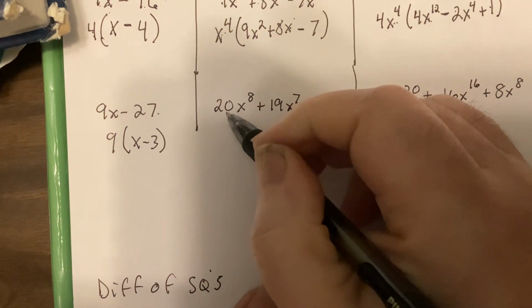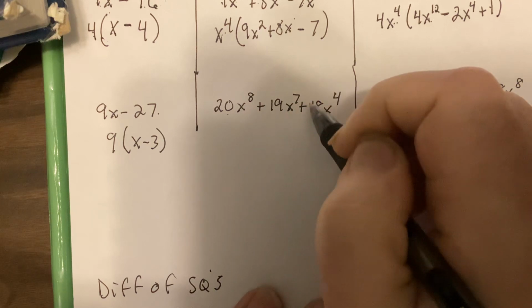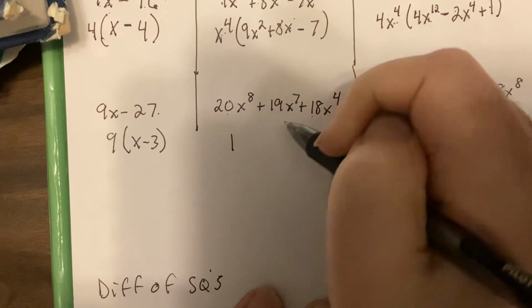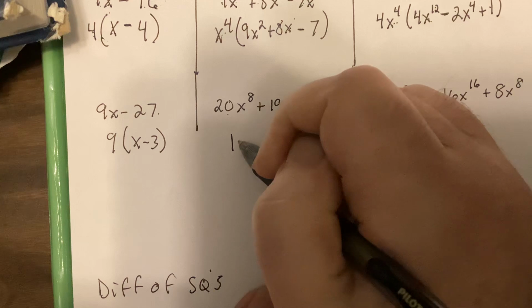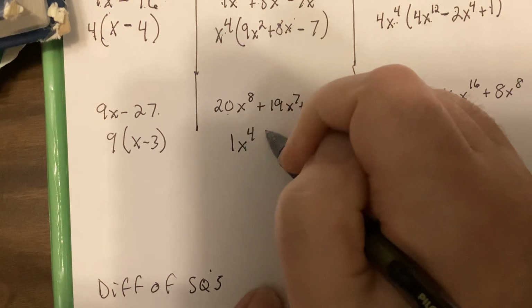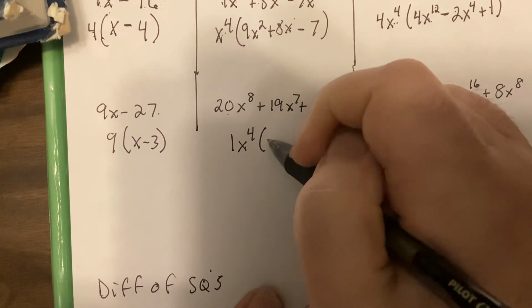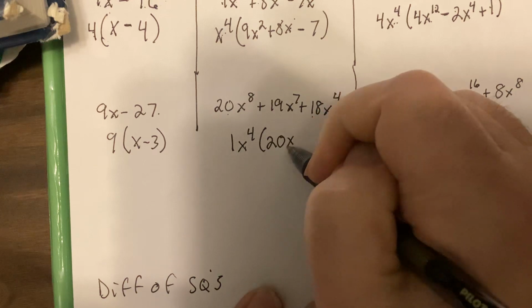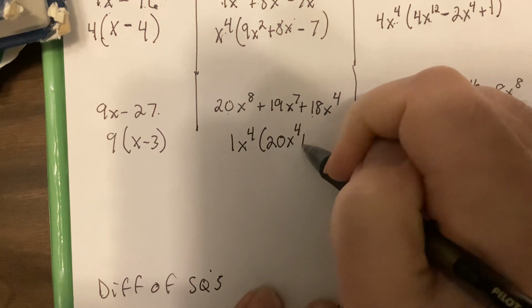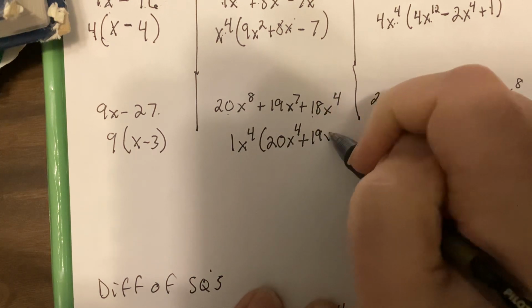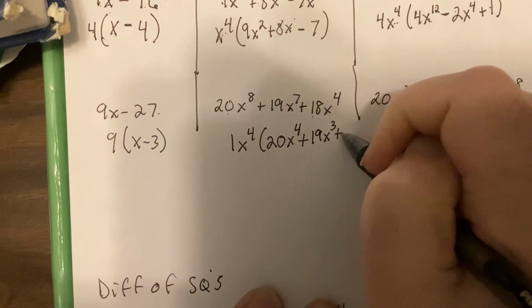Here, what's the biggest number that goes into 20, 19, and 18? 1. X to the fourth. X is in every term. Smallest power is 4. So it'd be 20x to the fourth plus 19x cubed plus 18.